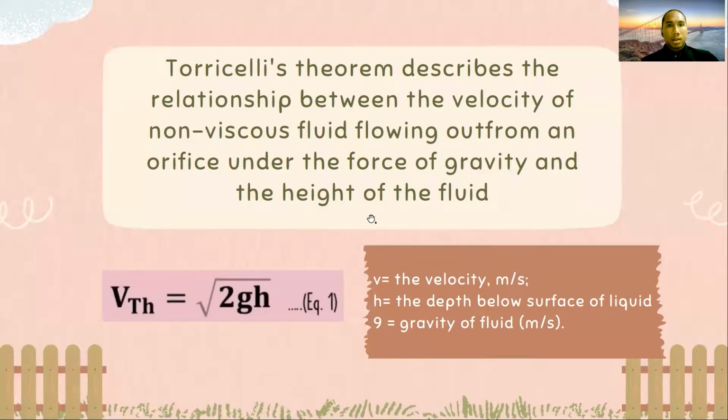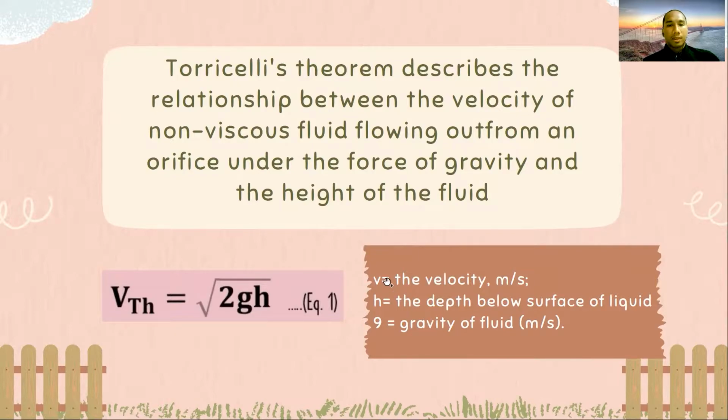So let's get started. Torricelli theorem describes the relationship between the velocity of non-viscous fluid flowing out from an orifice under the force of gravity and the height of fluid. From the definition of the Torricelli theorem, we get velocity equal to the square root of 2 times gravity times height. V is velocity, H is depth below the surface of the liquid, G is gravity.